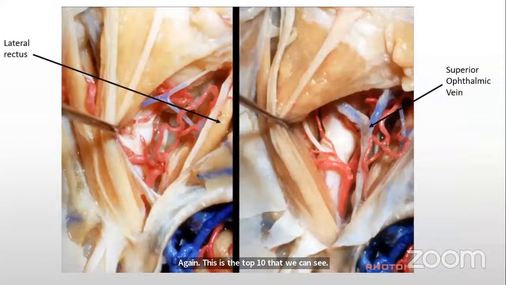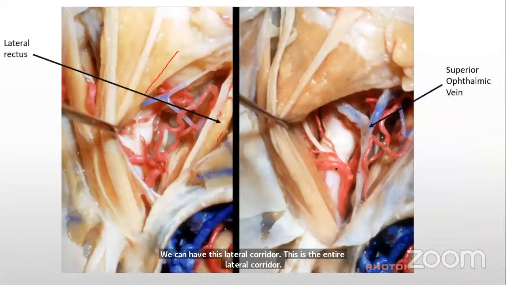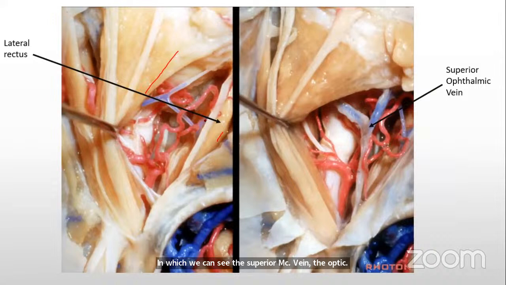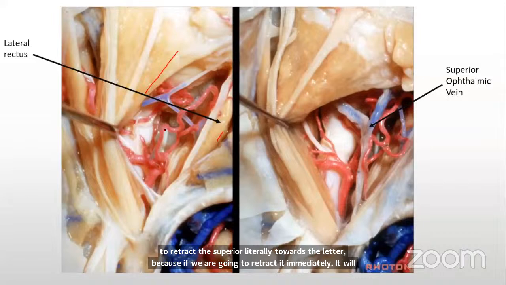And if we divide the annulus of Zinn between the lateral rectus and the levator palpebrae superioris, we can have this lateral corridor. This is the entire lateral corridor in which we can see the superior ophthalmic vein, the optic nerve, the ophthalmic artery. But the fact is that we have to retract the superior ophthalmic vein laterally towards the lateral rectus, because if we retract it medially, it will be blocking the access to the lateral part of our field.